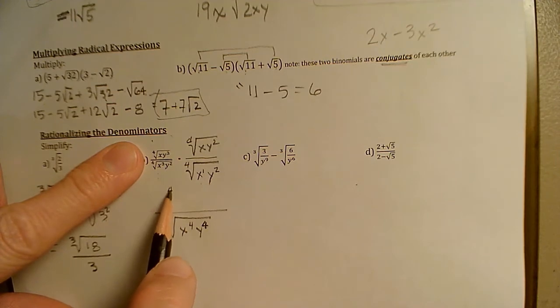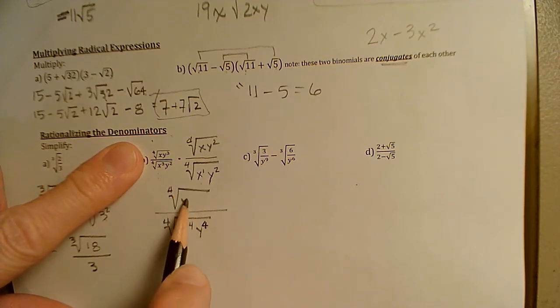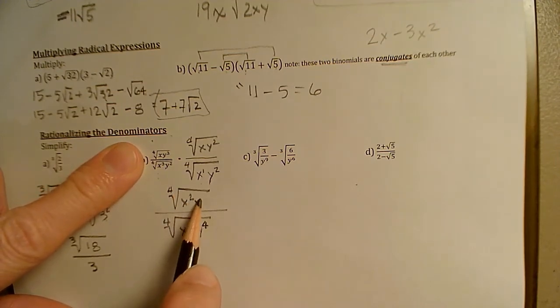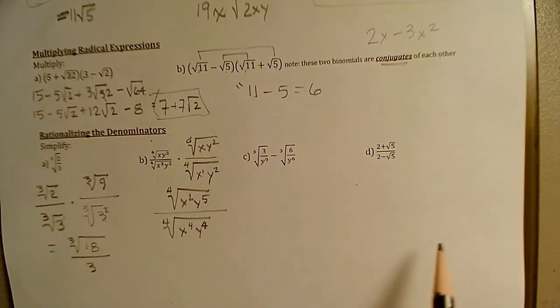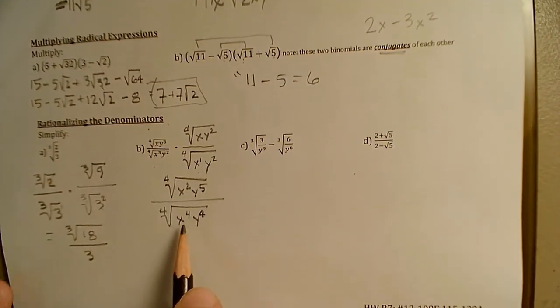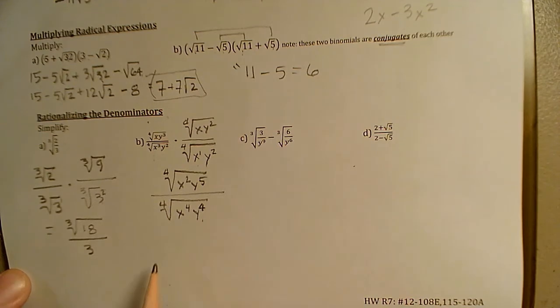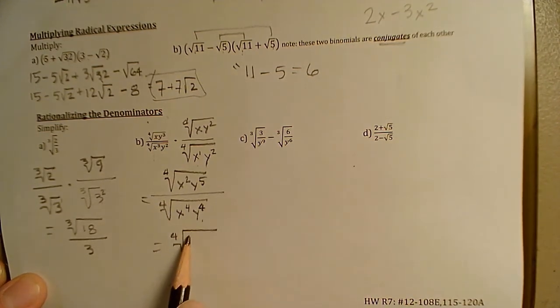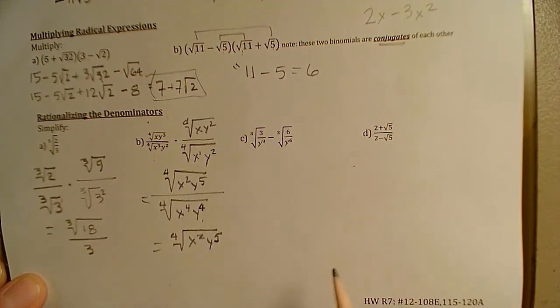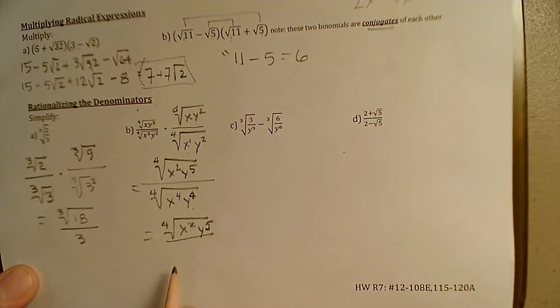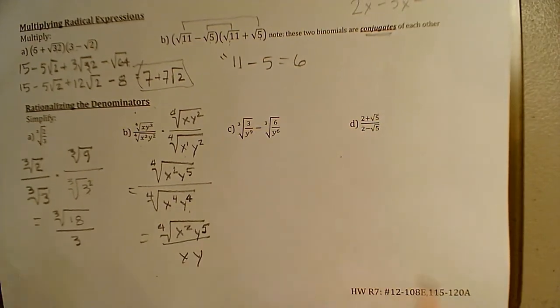We have the 4th root of x squared y to the 5th. All right, and so on the bottom, this just becomes an x and a y. So one more time, what do we got? We have the 4th root of x squared y to the 5th. Oh, that's a 5, okay. And then on the bottom, just x, y, okay.